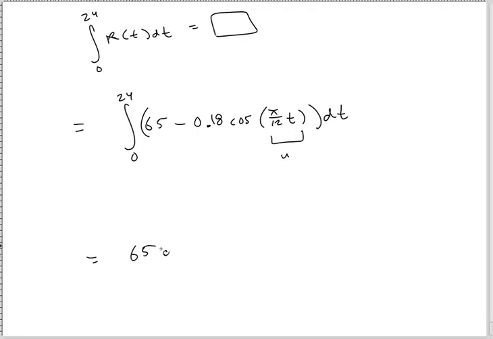And so your answer, this one's super easy. It's just a 65, what, t? T, yeah. And then we got a 0.18, and then I'm going to divide by this. Or rather, you can just flip it. And then my cosine turns into a sine directly. Leave the inside alone. And from 0 to 24.